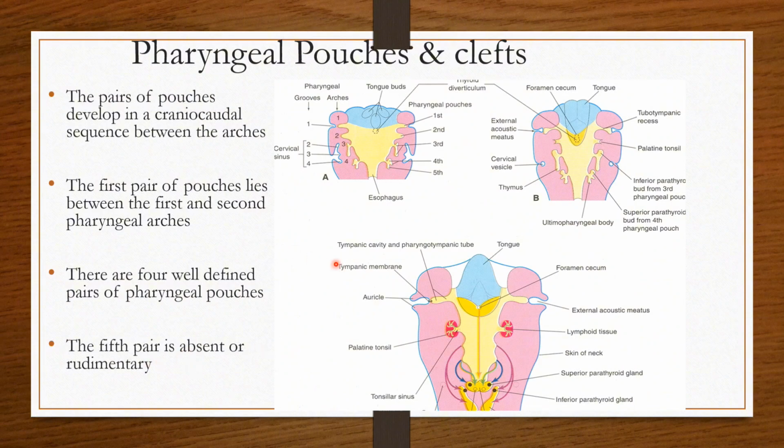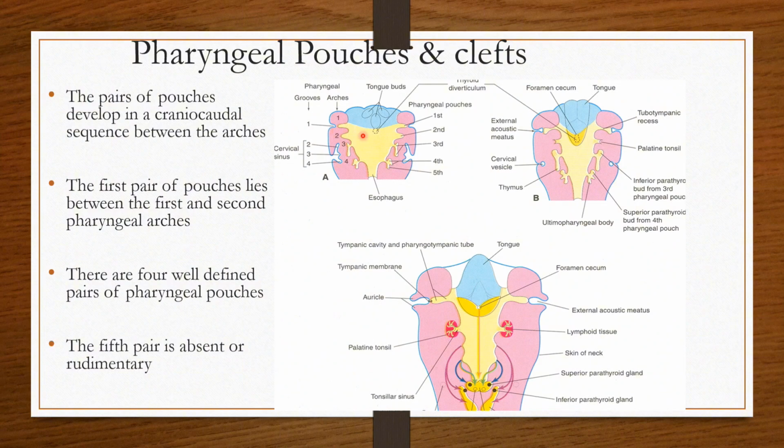Now we move on to the clefts which are present on the outer side, or the grooves which are present on the outer side. So this one is the first groove, the second, third and the fourth groove. Please, dear student, remember one point: in previous books it was mentioned that the first pharyngeal groove will form the external auditory meatus. Now this concept has been challenged.